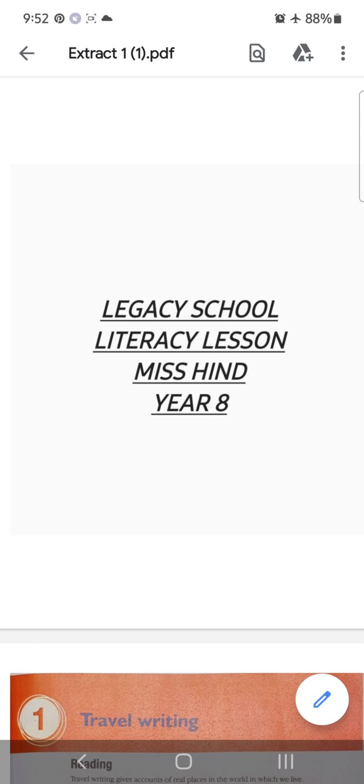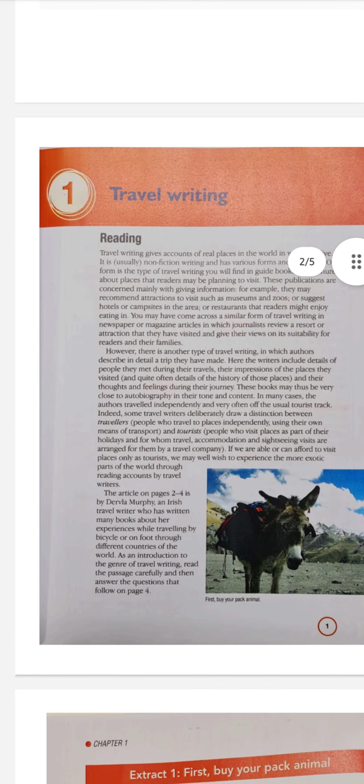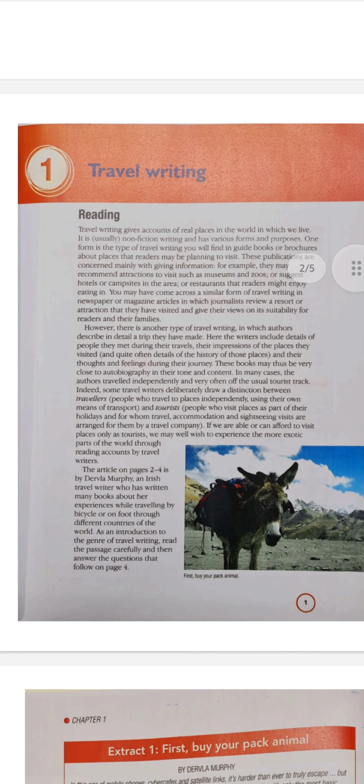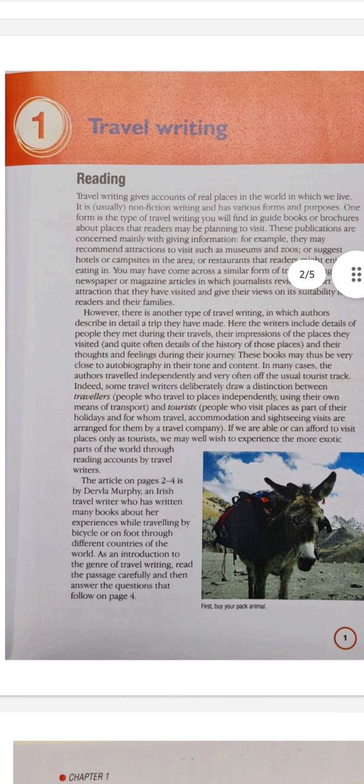Okay, so I know that some of you have the book, but for those that don't have the book, I took the liberty of trying to transform it into a PDF so you can read and follow with me. If you've taken a look at the book, you will see that there are different kinds of writing throughout. We have travel writing, we have writing to inform, writing to persuade, etc. We'll be exposed to all of that, inshallah, throughout the year, but we are going to start with travel writing. So, let's move on to see what exactly is meant by that.